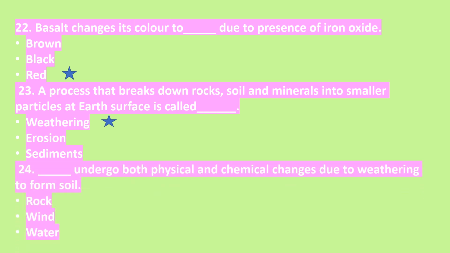Question number 24. Dash undergo both physical and chemical changes due to weathering to form soil. So what undergoes physical and chemical change due to weathering to form soil, whether it is rock, wind or water? So here the correct answer is rock. Rock undergo both physical and chemical changes due to weathering to form soil.